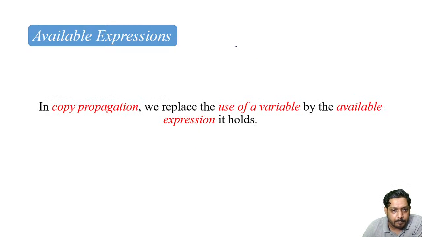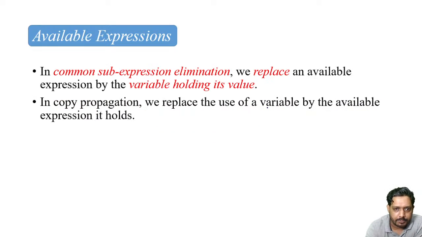In copy propagation, we replace the use of a variable by the available expression it holds. In common subexpression elimination, we replace the available expression by the variable holding its value. Right now let's concentrate on one part, and I'll explain it with an example, and it will be clear too. But by definition, in common subexpression elimination, we replace an available expression by the variable holding its value.